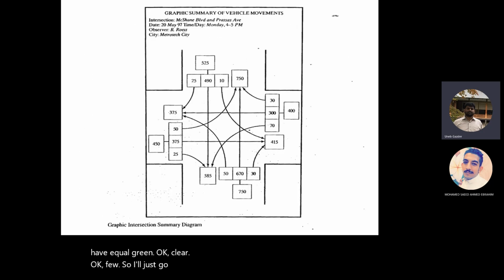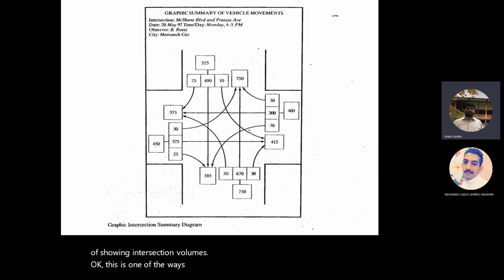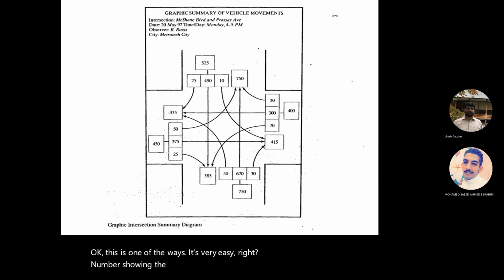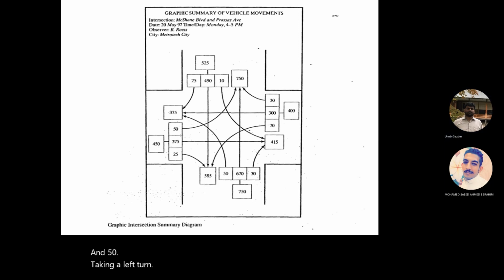So I'll just go through these pictures. These are different ways of showing intersection volumes. Okay, this is one of the ways. It's very easy, right? The number is showing the count, and the lines are showing the direction. How many vehicles here? 450. From where did they come? 30 from here, 375 from here, and 10 from here. Okay. How many vehicles do I have here? 750. Where are they going? 30 are taking a right turn, 670 going straight, and 50 taking a left turn. Easy, right?